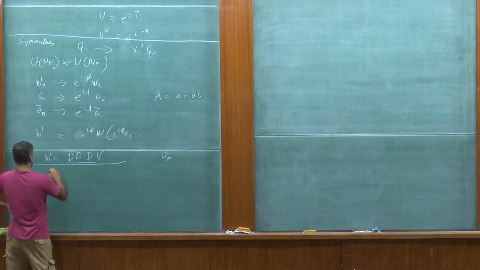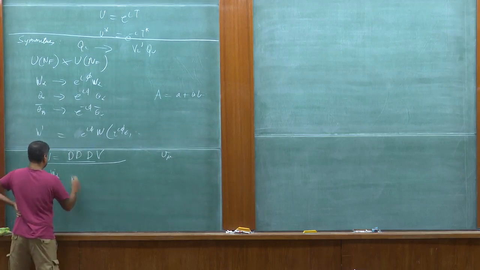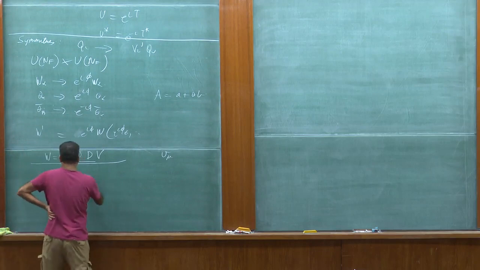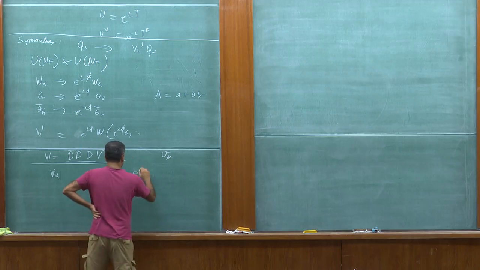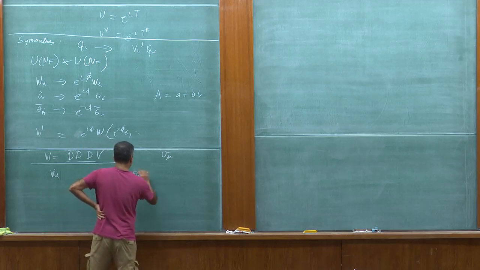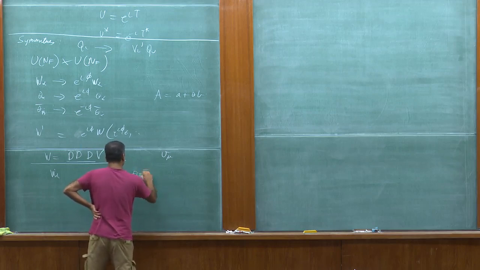Remember that our expansion of W alpha carried a term which was theta alpha, theta beta, theta bar, sigma mu, V mu.